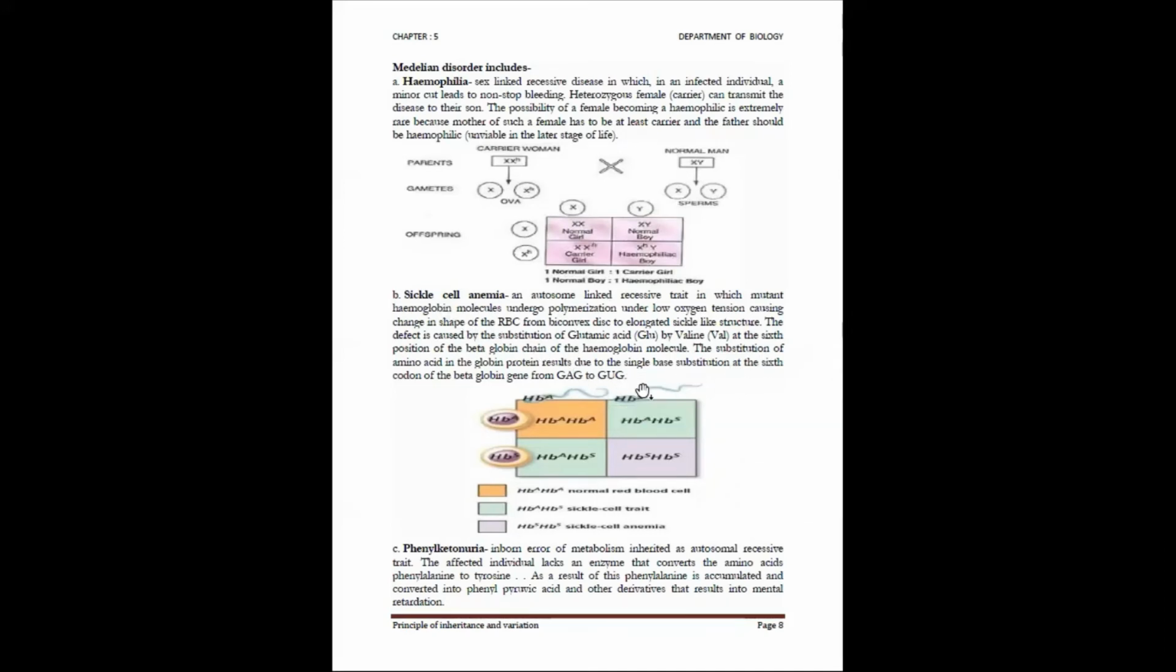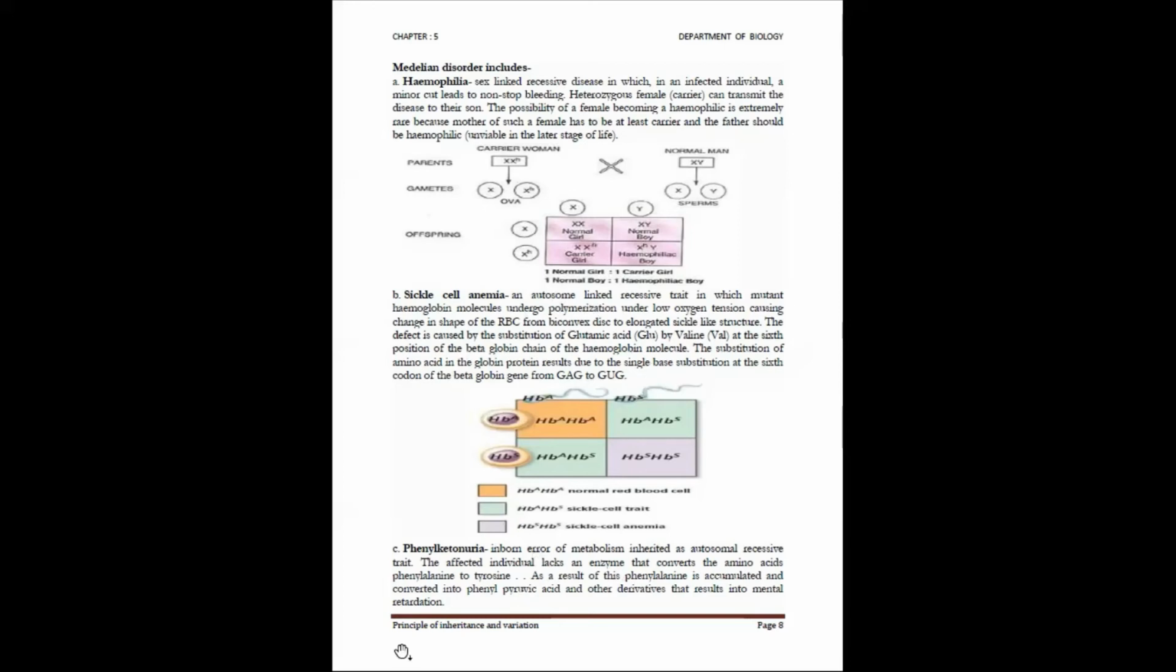And what is that substitution? Instead of GAG, it was replaced by GUG because of the mutation. So because of this, there is sickle cell anemia in the person. And if you want, you can show it with this flowchart, or else this writing is enough.